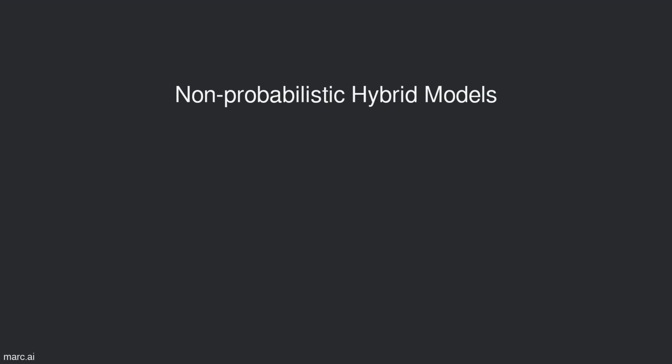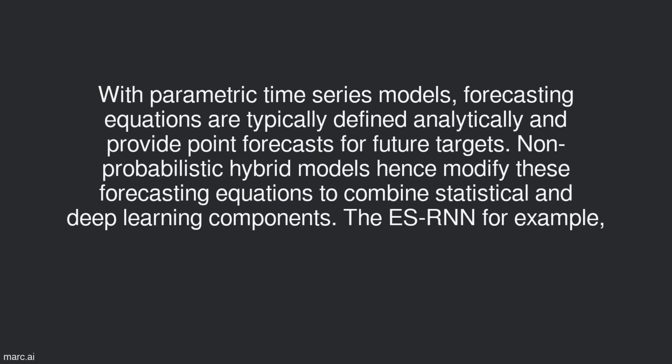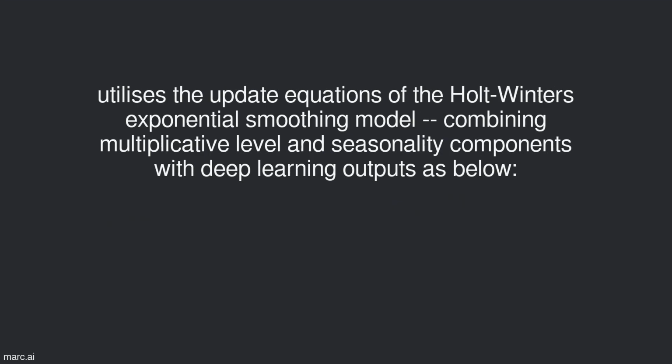Non-probabilistic hybrid models. With parametric time series models, forecasting equations are typically defined analytically and provide point forecasts for future targets. Non-probabilistic hybrid models hence modify these forecasting equations to combine statistical and deep learning components. The ES-RNN, for example, utilizes the update equations of the Holt-Winters exponential smoothing model, combining multiplicative level and seasonality components with deep learning outputs as below.